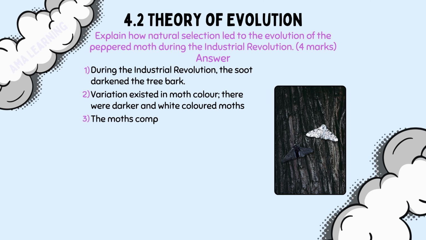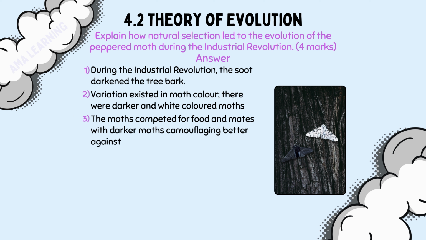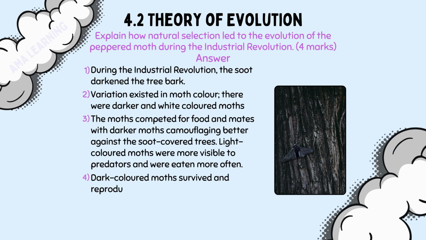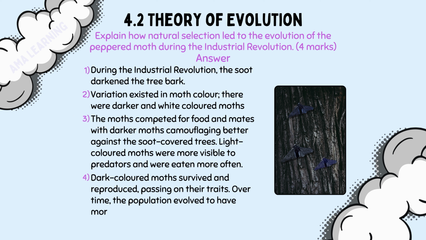The moths competed for food and mates, with darker moths camouflaging better against the soot-covered trees. Light-colored moths were more visible to predators and were eaten more often. Dark-colored moths survived and reproduced, passing on their traits. Over time, the population evolved to have more dark-colored moths.